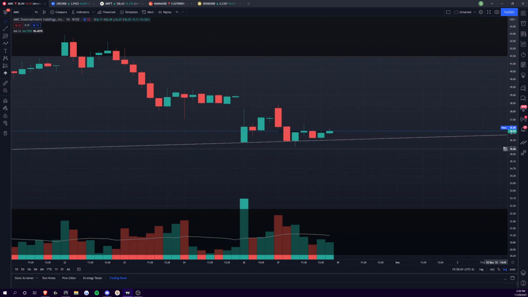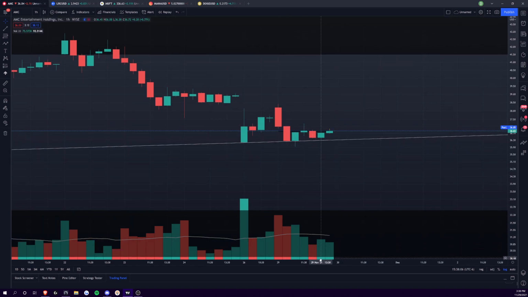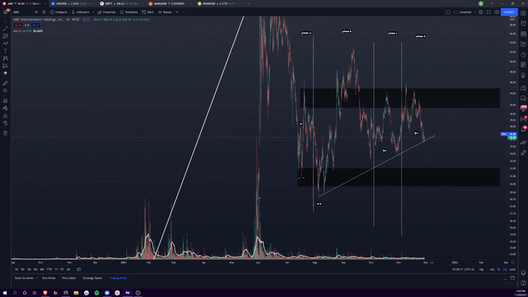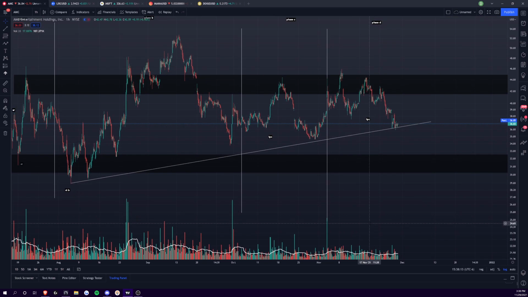All right, so you can see that we're riding this trend line pretty much perfectly, right? And you guys just saw me draw the trend line. So you can tell that it's a pretty key trend line that AMC is following. Now, let's get into today's price action and see what it can mean for us.